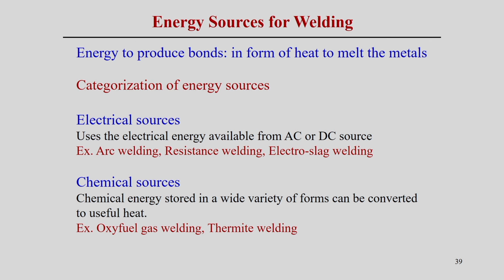Similarly, chemical sources also, that means chemical energy stored in a wide variety of forms can be converted to heat. One is the oxy-fuel gas welding process. We can use a particular fuel mixed with oxygen, and using that we can generate the amount of heat. So, the heat source is different in these cases. And thermite welding also, we can use a different source of energy to melt the substrate material. So, chemical sources are used in this case.